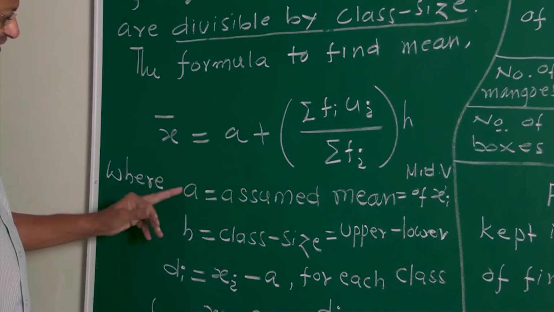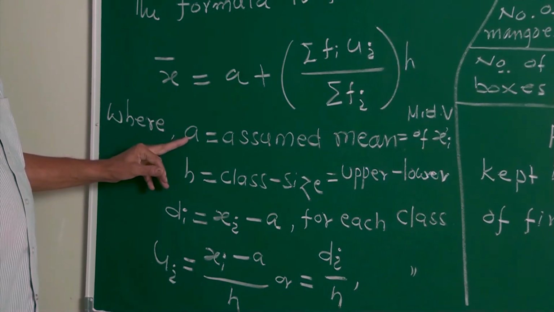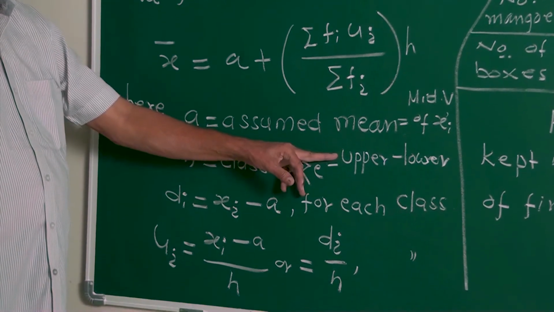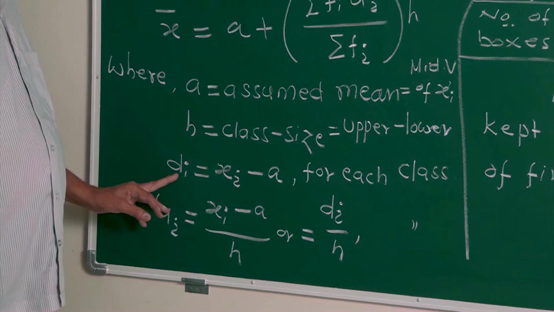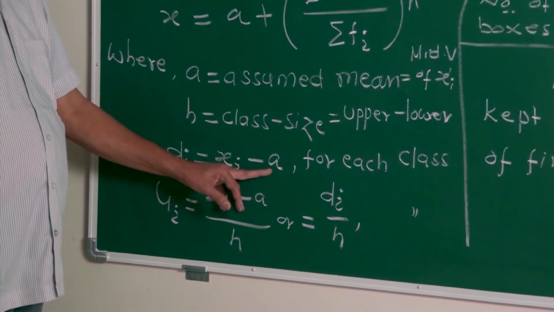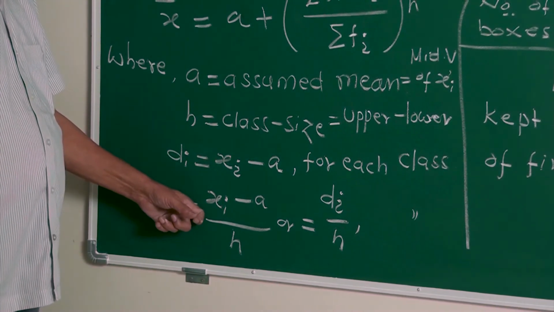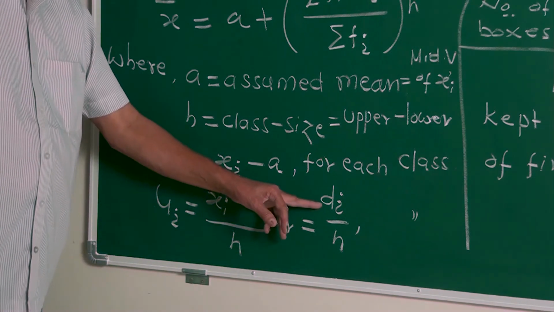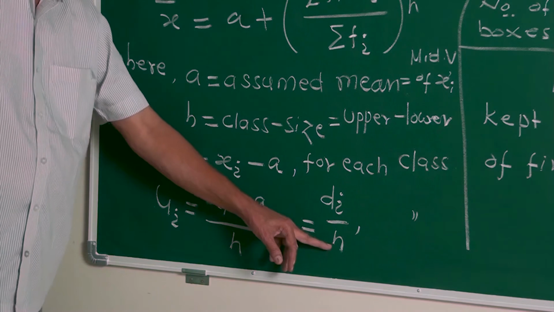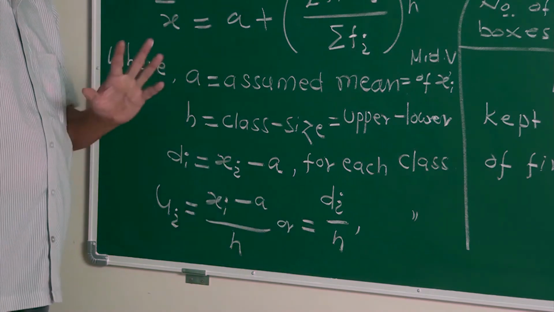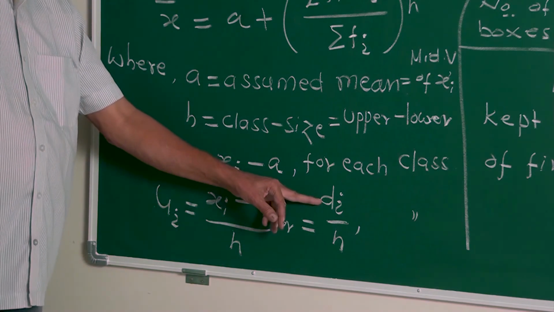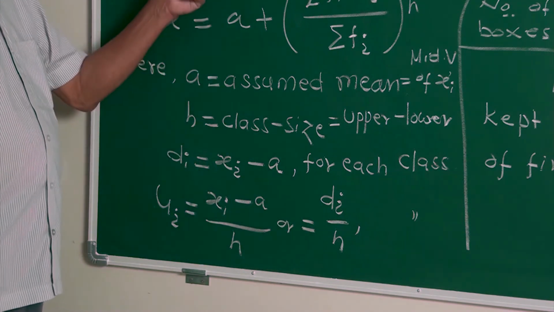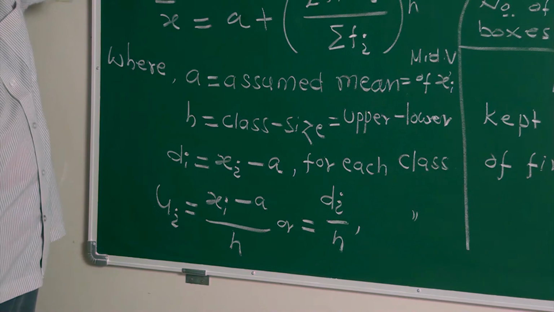I have explained all these. A, assumed mean, you know how to find it. H, class size, upper minus lower limit. Then find di, xi minus a. This is extra, my friends: you have to divide this di by h, and this di must be divisible by h. Then only use this formula, otherwise no. Then only use this step deviation method, otherwise don't use it.